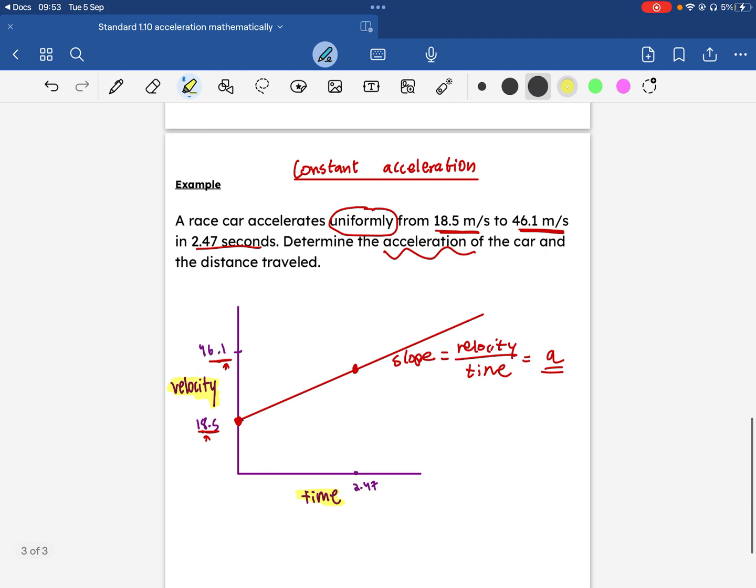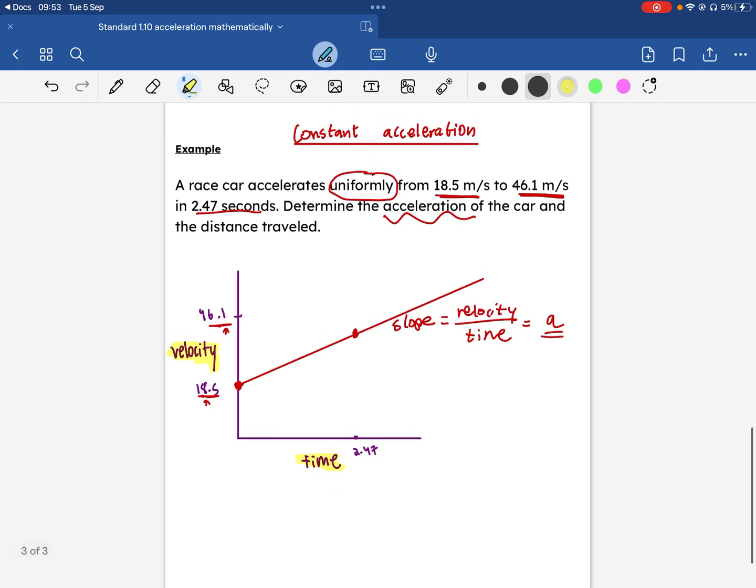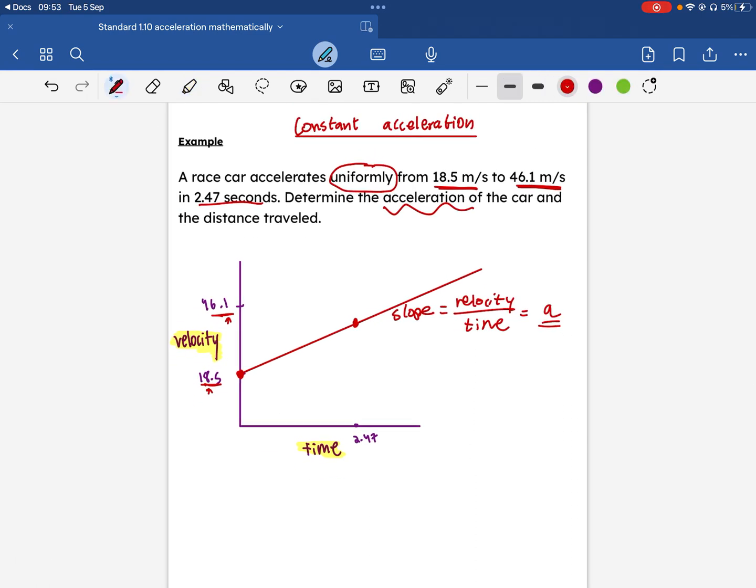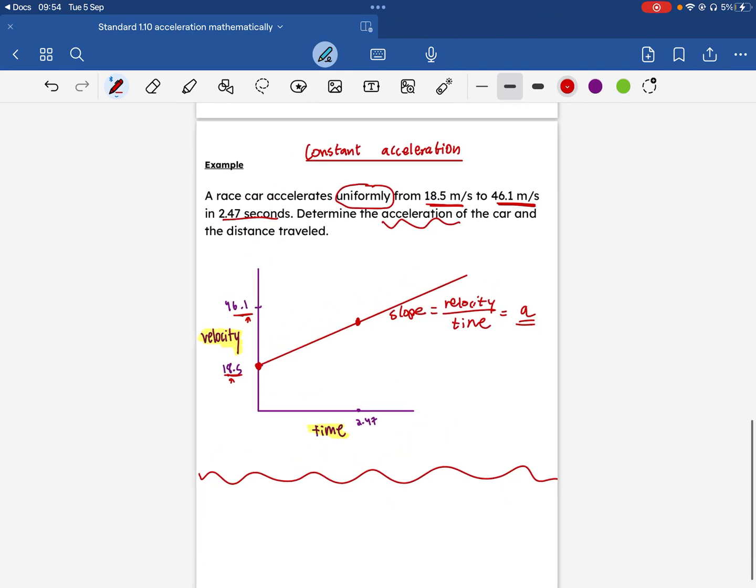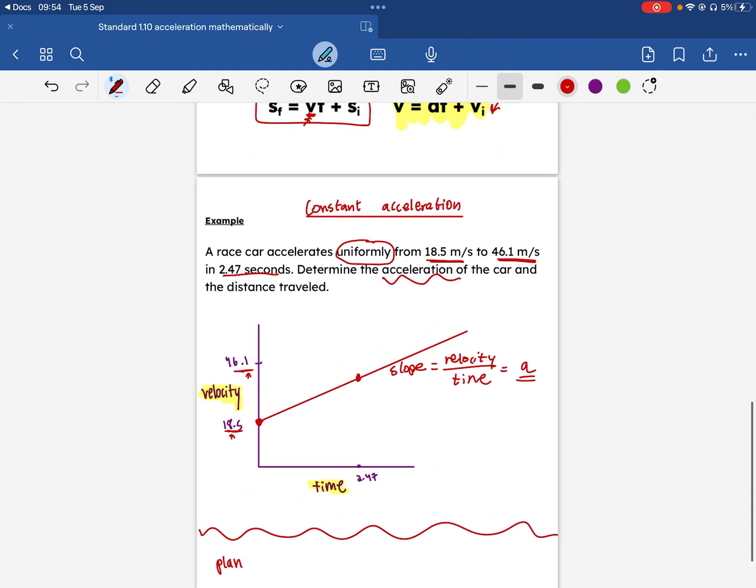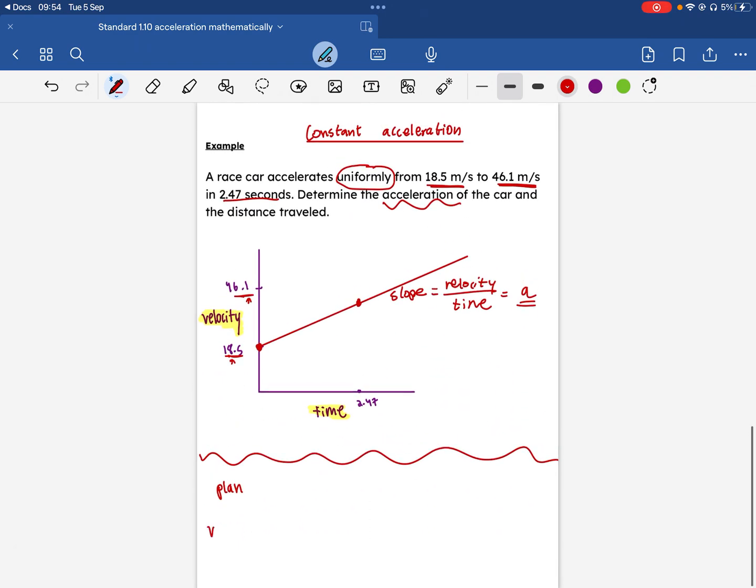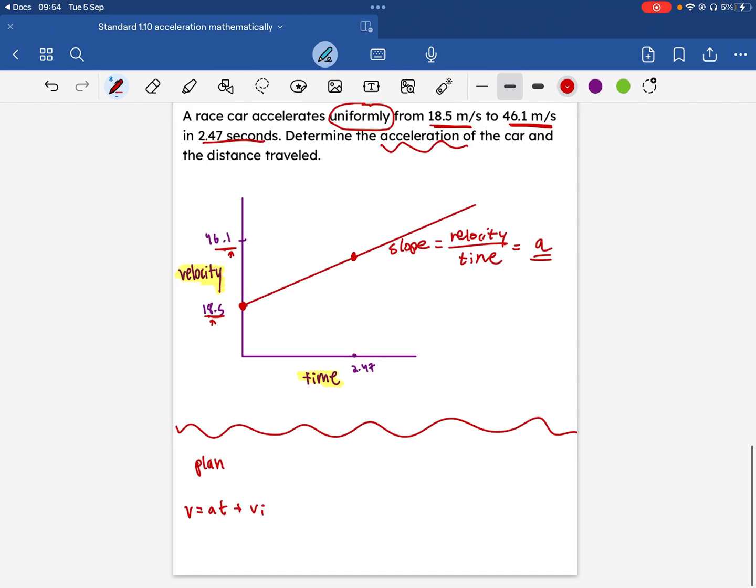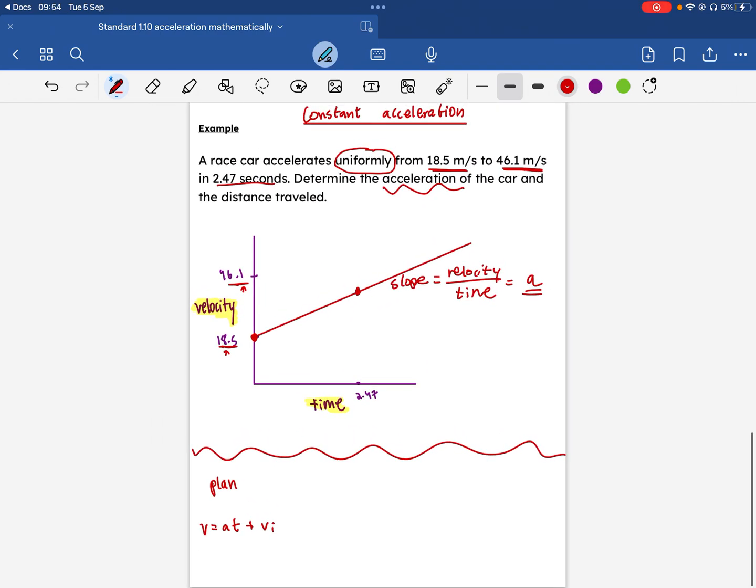What I'm seeing is I can actually just go directly into using this equation. So in standard 1.9, we did this graphically. In standard 1.10, you can draw a graph if that's helpful for you, but we're really just going to go directly into this equation. So my plan here, I'm going to use the equation. It's given to me: velocity equals acceleration times time plus initial velocity. And I'm just going to figure out what I have.